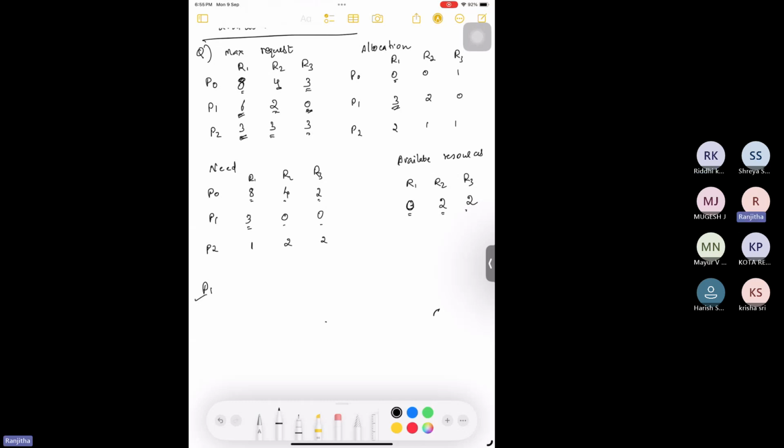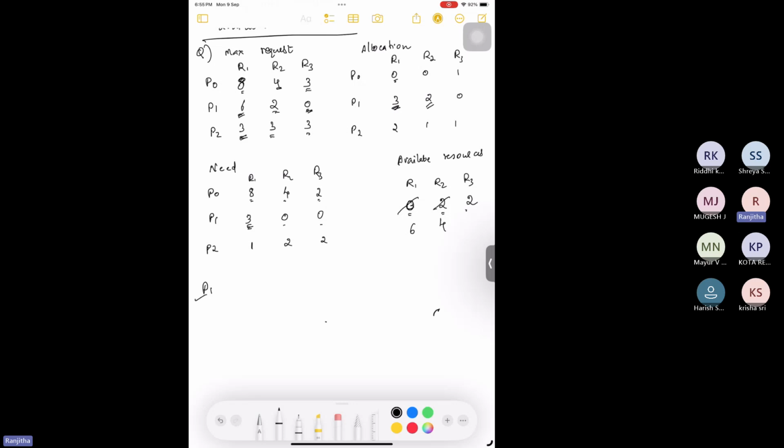Yes, ma'am. So what are the resources available with P1? We have given 3 and another 3, so 6 will come here. After P1 is executed, 6 instances of R1 will be released. Then R2, 2 instances will be released. So already 2 is available, to it 2 more will be added. So totally 4 will now become available.